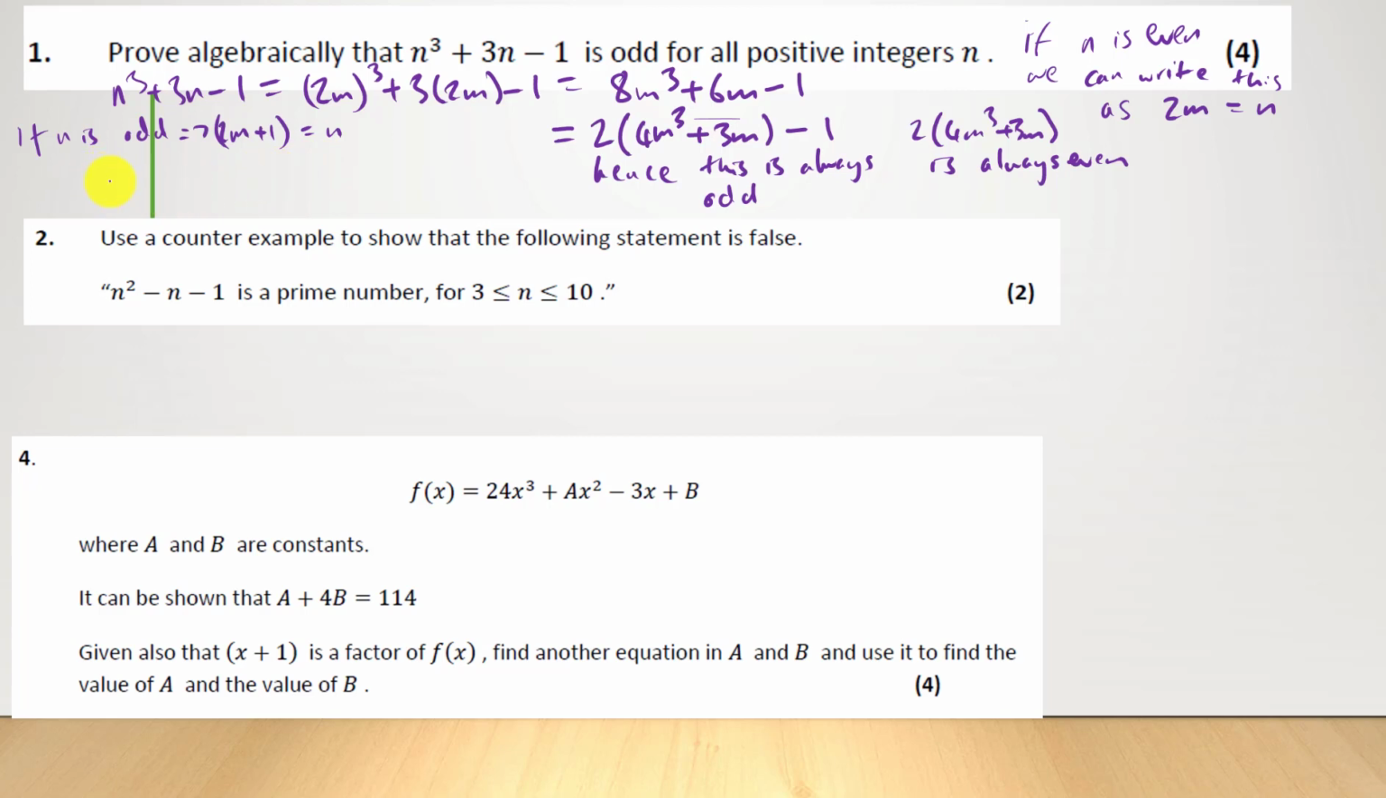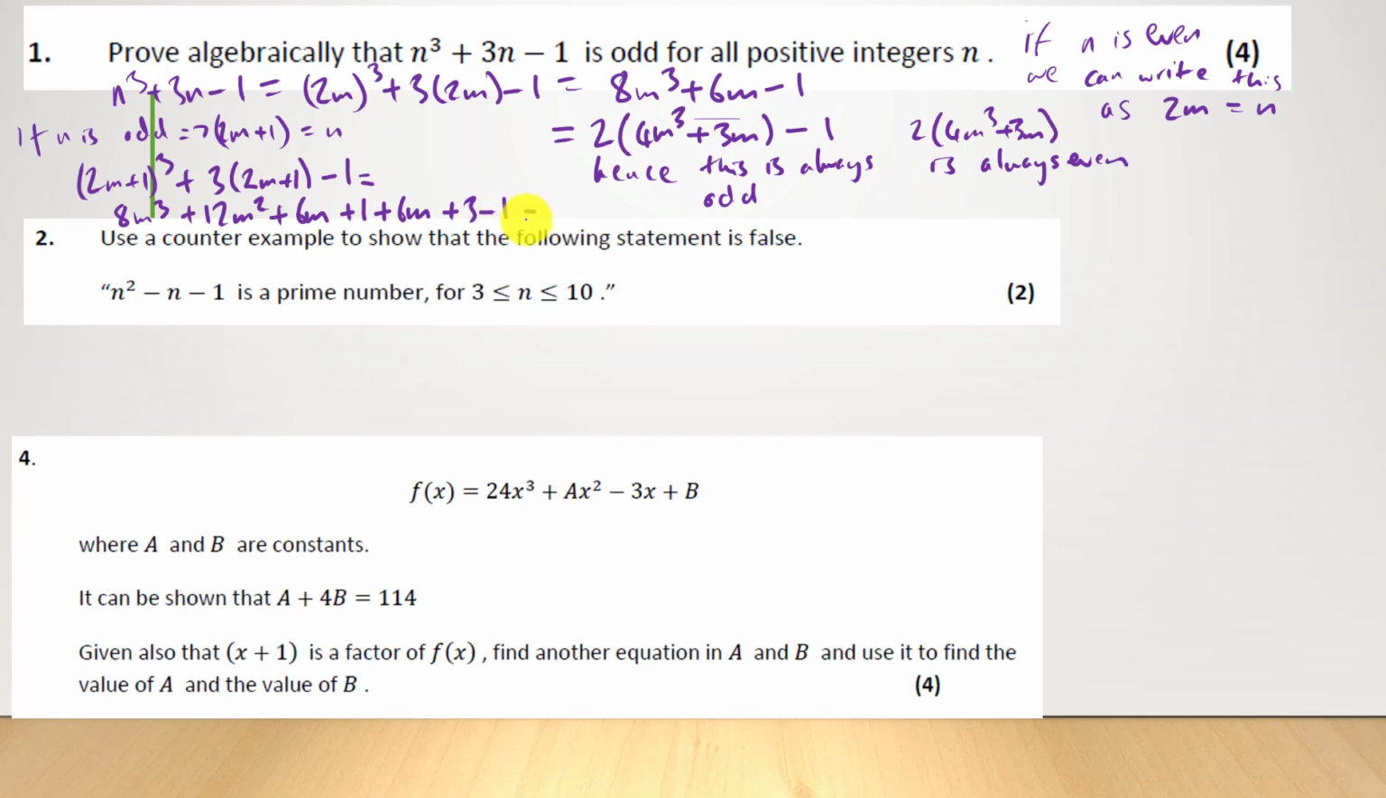So we've got to do the same as we did before, so it's (2m + 1) cubed plus 3 times (2m + 1) minus 1. Let's expand that out. I think I might run out of space. That's going to be 8m cubed plus 12m squared plus 6m plus 1 plus 6m plus 3 minus 1.